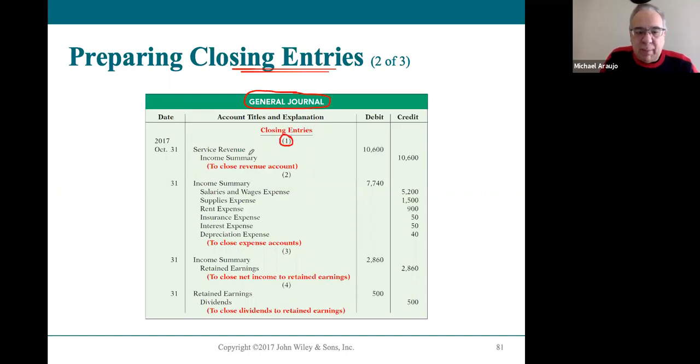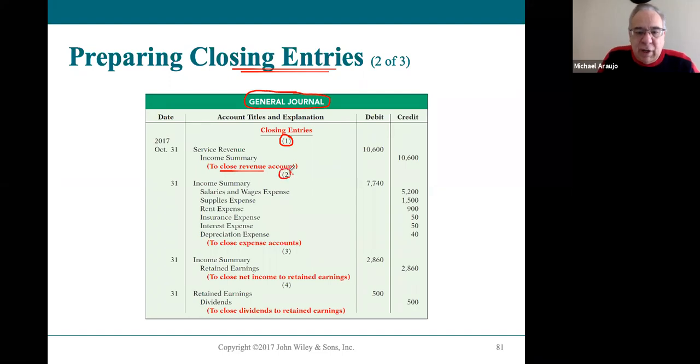This is the very first step. Close the revenue account to income summary, right? Closing revenue means zero balance. Revenue has a credit balance. Closing revenue to zero means the debit side has to equal the credit side to get to zero, right? It's that exact same idea that I mentioned. If you have $100 in your savings account, to get it to zero, you've got to take $100 out, right? So that's all we're doing here with closing. So that closes the revenue account and we're done. Step one is done.